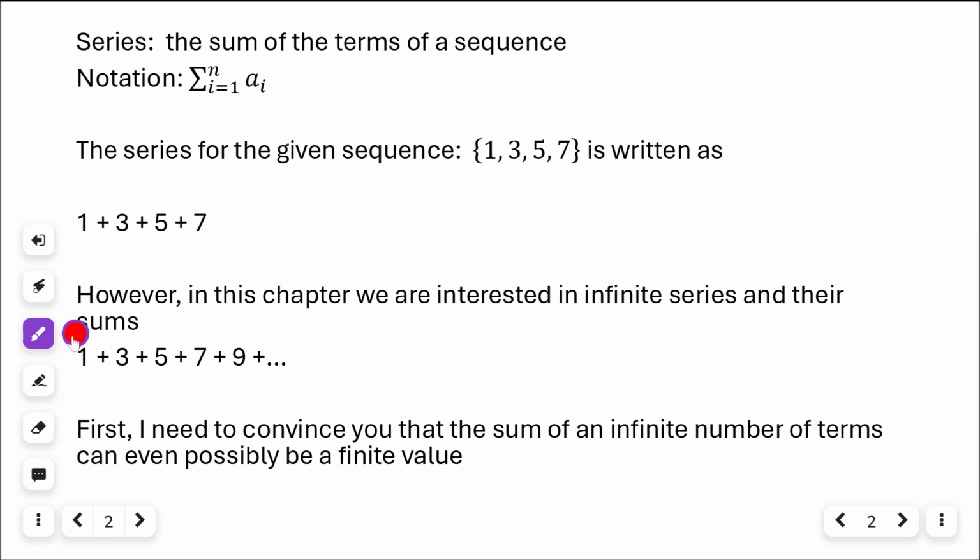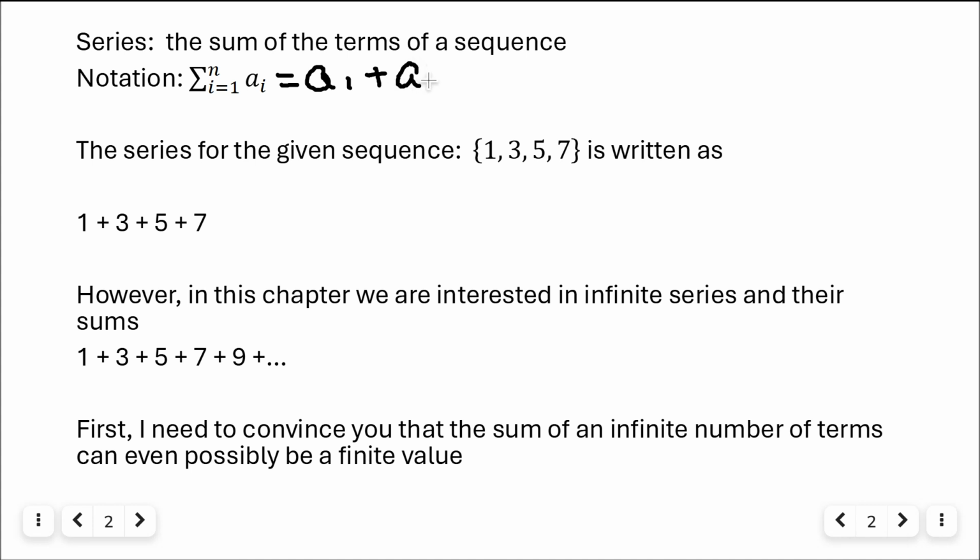A series, if you recall, is the sum of the terms of a sequence. Okay, so here's your notation, sigma, all right? And then there's a counter. In this case, it's the variable i, and it could be any variable you want, starting at 1 and then going up until n of a sub i. So for example, what this means is the counter would start on 1. I would plug in 1 for i. So a sub 1 would be my first term of the series.